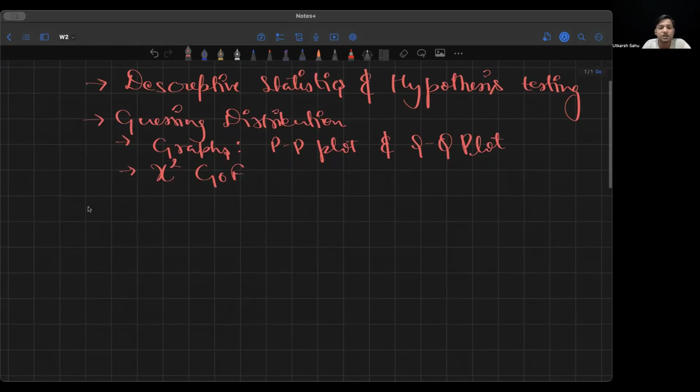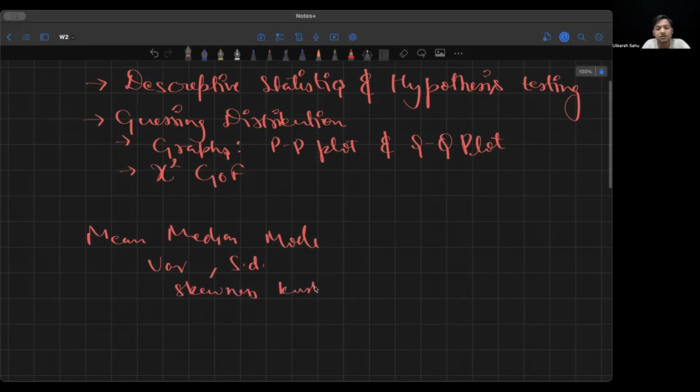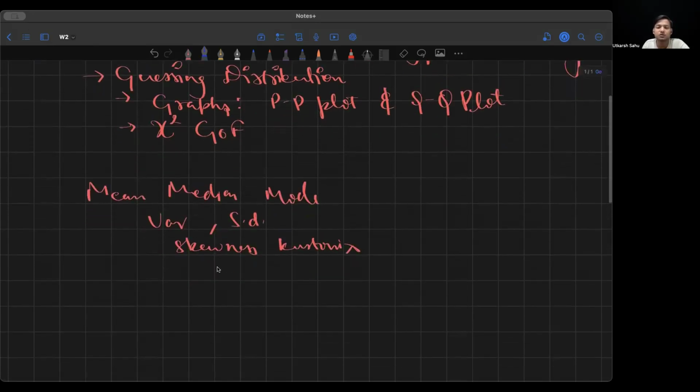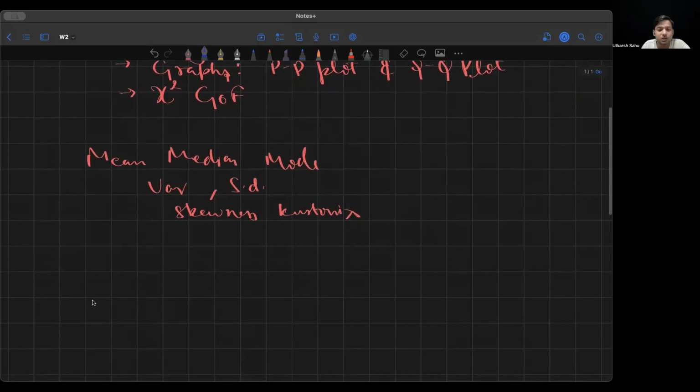So first part is basically descriptive statistics. In general, if you know mean, median, mode, variance, standard deviation, skewness, kurtosis, these things can give us some information about the distribution which we are going to study. So in general, whenever you see these things, try to guess a distribution. Few general things which I wanted to share, like I hope everyone remembers.